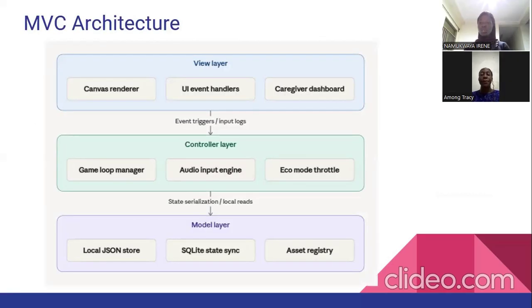So this is it. We have the view controller, which is mainly the one that handles the events where the kids interact. Then the controller has the game loop manager, the audio input engine, and also our eco mode that minimizes battery use. Finally, on the model layer, we have the storage, which tracks the progress of the child using our application.